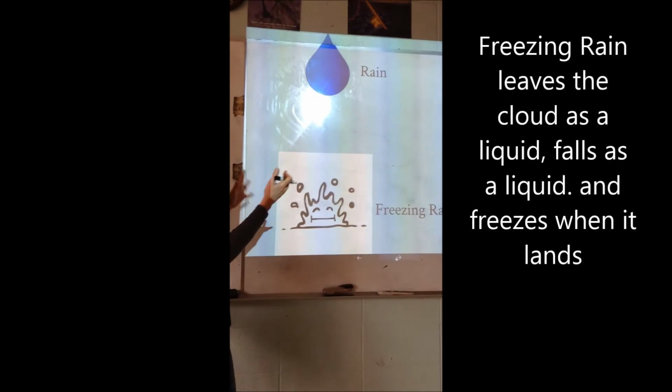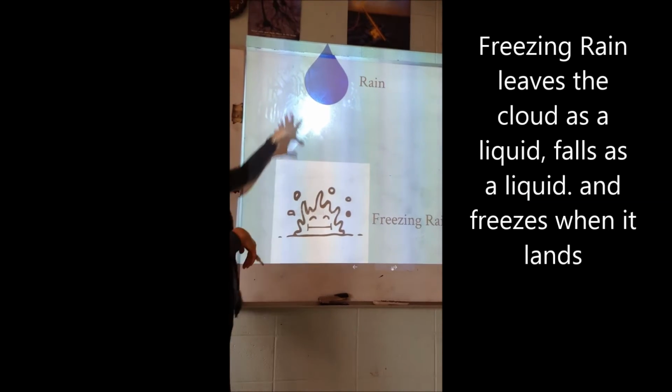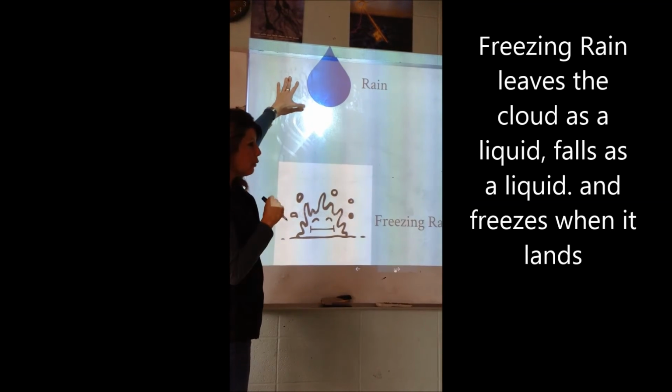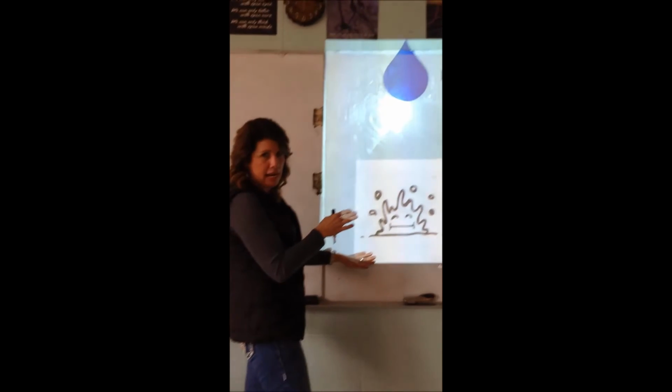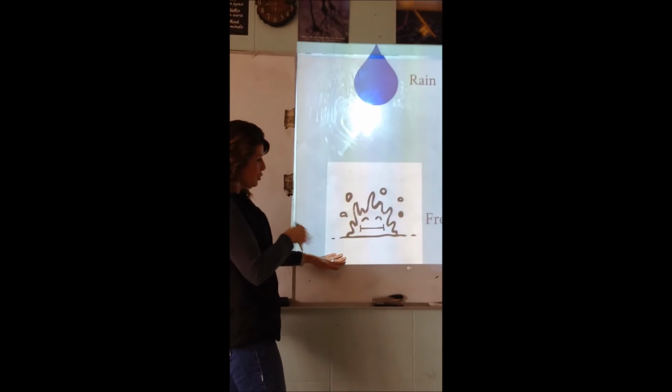Freezing rain, it hits and then it freezes. Okay? So remember, freezing rain leaves as a liquid, falls all the way down as a liquid, and then freezes upon contact. Okay? If the temperature is cold enough.